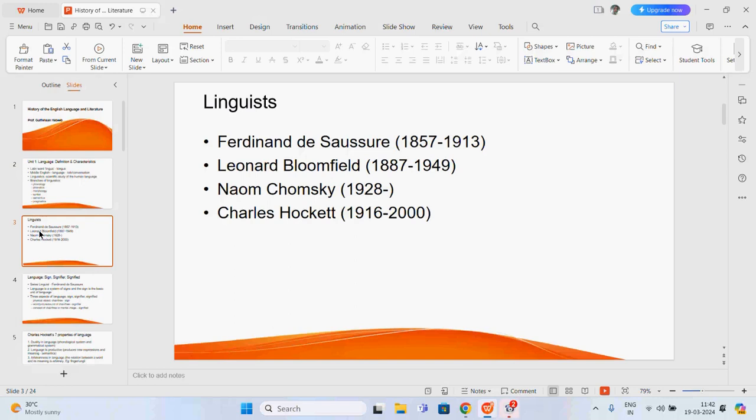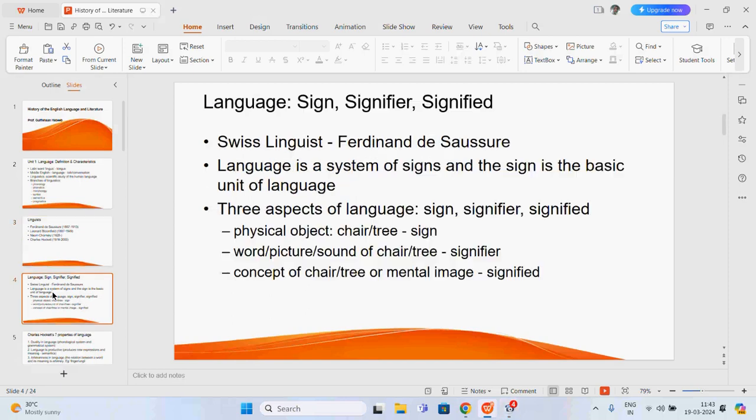In your SLM, we also talk about some linguists. Some of the linguists whose contribution is important are listed on your screens with their years of birth and their years of death. Ferdinand de Saussure, Leonard Bloomfield, Noam Chomsky, and Charles Foucault. These linguists are important. Remember their names and their contribution. You will find a little more information about these in your SLM, and we will come back to these linguists when we do the second course on the structure of modern English.